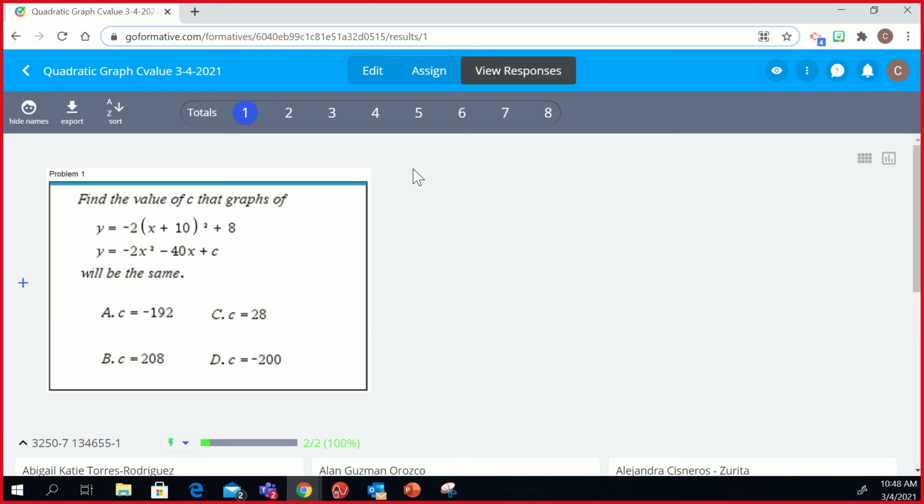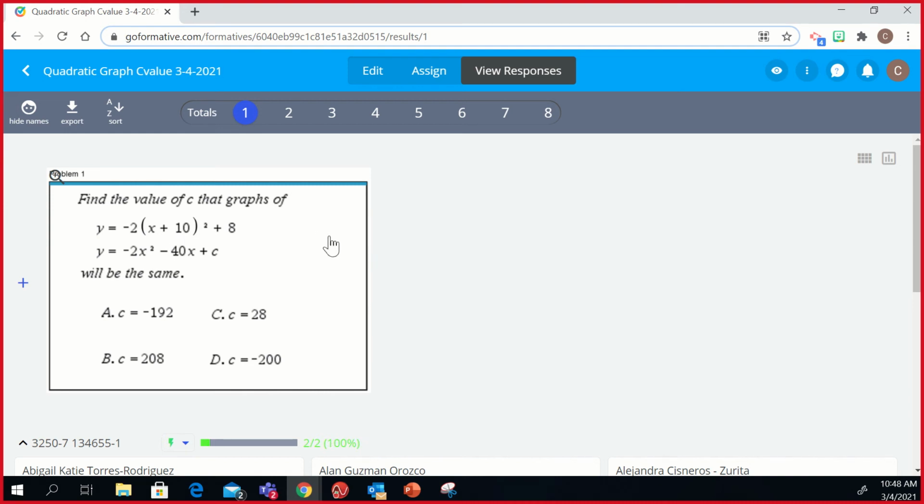All right, this is quadratic graph C value. So the value of C is always our y-intercept. So it's asking, what value of C matches the given graph? So you're trying to say the two graphs are the same. The biggest thing that you have to find is a C value that'll make these two graphs match.